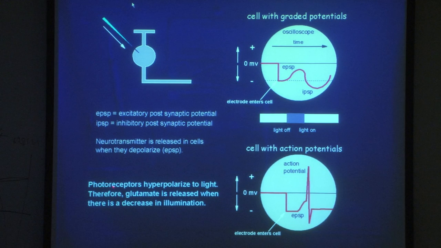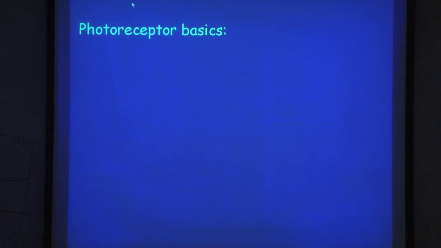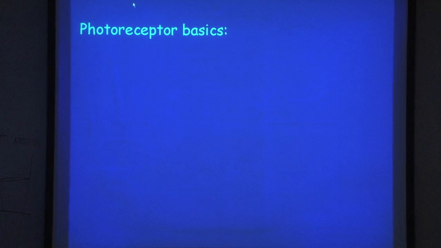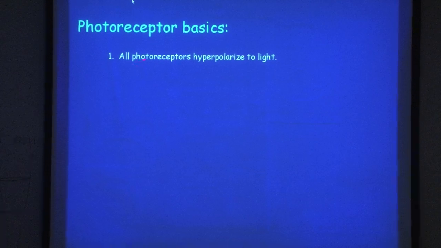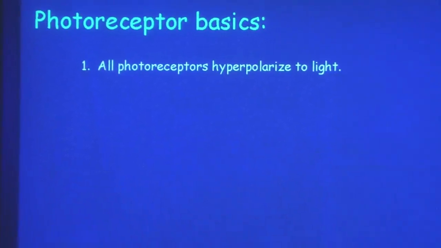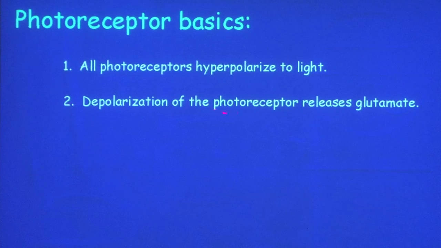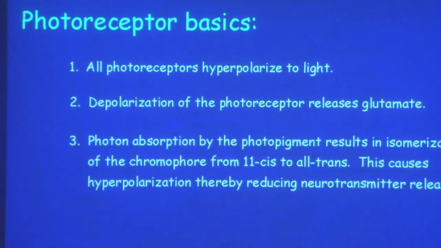So again, to reiterate, photoreceptors hyperpolarize to light. Therefore, glutamate is released when there is a decrease in illumination, the opposite of what anyone would have expected. So that, I think, brings us to what I wanted to cover today. I'll wait until next time to talk about the lateral geniculate nucleus, which is very brief. But let me go through the photoreceptor basics again. All photoreceptors hyperpolarize to light. Depolarization of the photoreceptor releases glutamate.